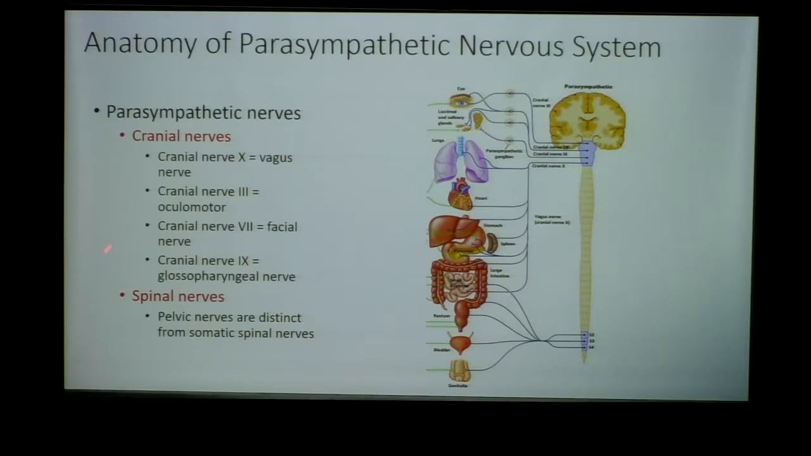The facial nerve, cranial nerve 7, right? We should remember these cranial nerves from lab. And then the glossopharyngeal nerve, which is sensory innervation to the pharynx, okay? Cranial nerve 9. So cranial nerve 3, 7, 9, and 10 control the parasympathetic division of the autonomic nervous system. And then S2, S3, S4 as well, controlling the lower autonomic organs.